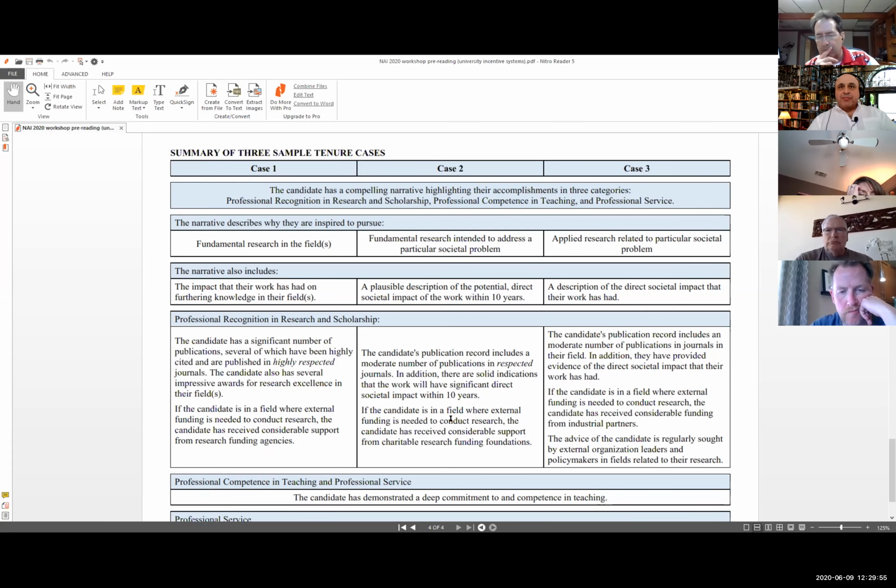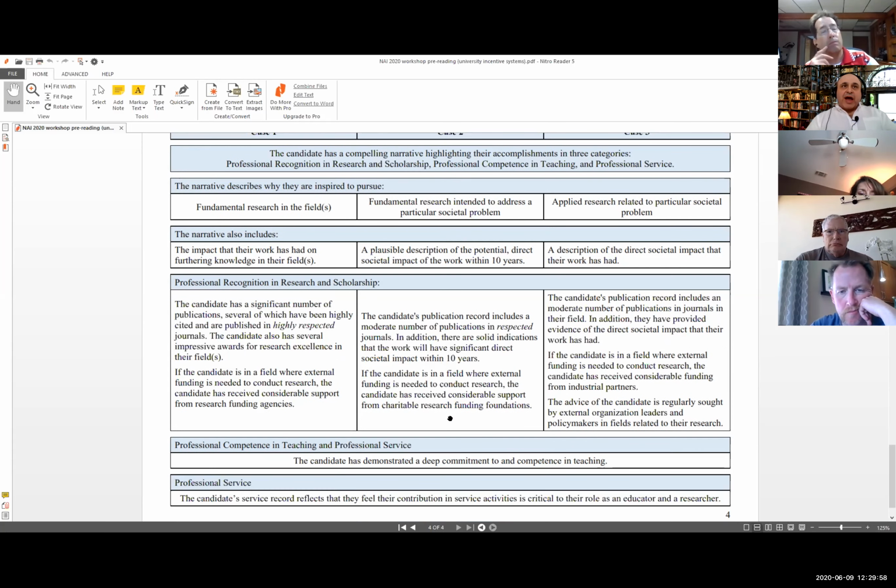On all the other factors, such as teaching, the candidates are identical. They've demonstrated deep commitment and competence in teaching. And on professional service, their service record reflects they feel their contributions to service are critical to their role as an educator and researcher. So the primary differences are in this core part of the style of research and the output that they've had currently.